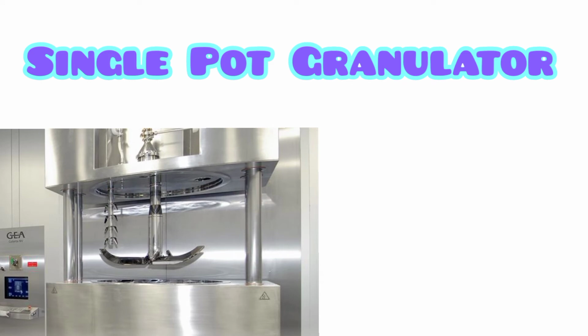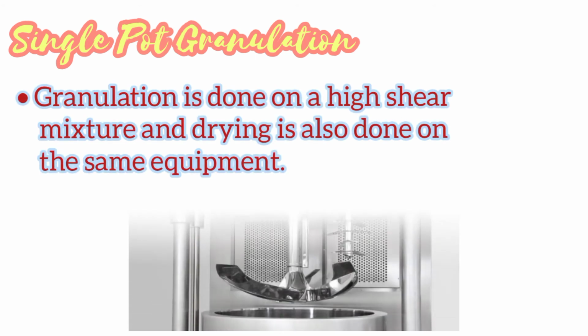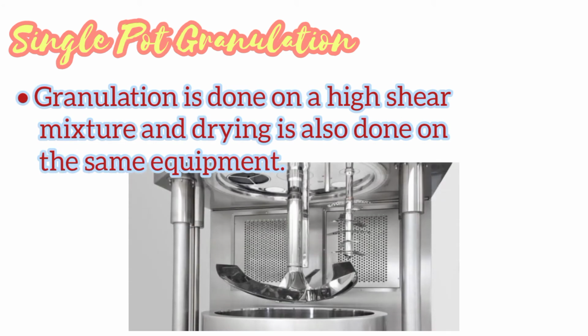This is the image of a single pot granulator, and if you see the right side image, then we can see the impeller, chopper, and the spraying nozzle. Its working principle is the same as the high shear mixer granulator, and it can be done on the same equipment.